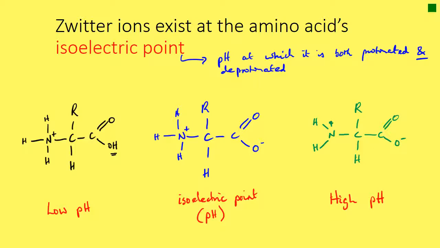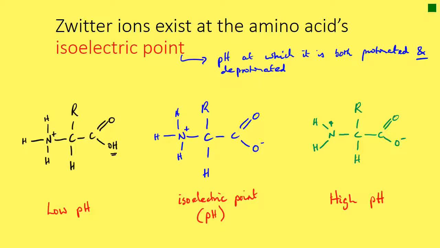So let's quickly draw our zwitterion that we had on the previous slide. Our central carbon atom, our alkyl group and our hydrogen, and we have a carboxyl group minus the hydrogen, so it's been deprotonated, and our amino group with an extra proton attached to it, like that. So that zwitterion exists at the isoelectric point. So let's put down isoelectric point here. I'll put in brackets a certain pH.